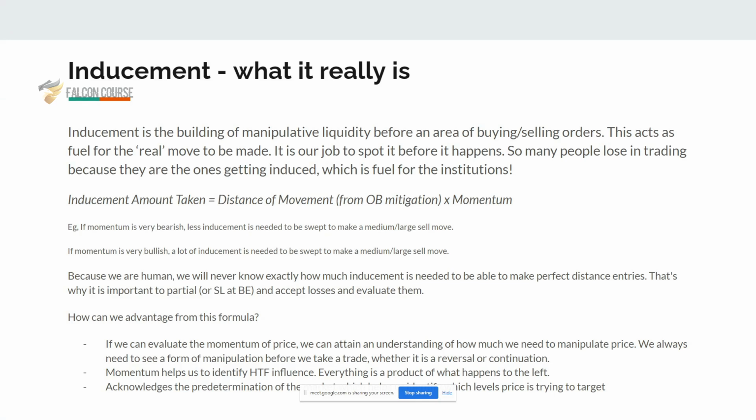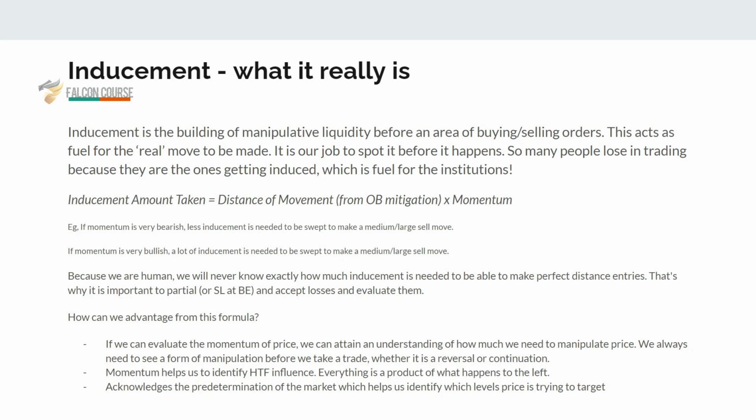So the first thing with inducement, a lot of people ask, what really is inducement? What's inducement trap trading? That's fair enough, because a lot of people throw around the word thinking they can trade with it. But it's a little bit different to liquidity. They have the same function, but inducement is purposeful liquidity. So I'll just read this out real quick. Inducement is a building of manipulative liquidity before an area of buying or selling.